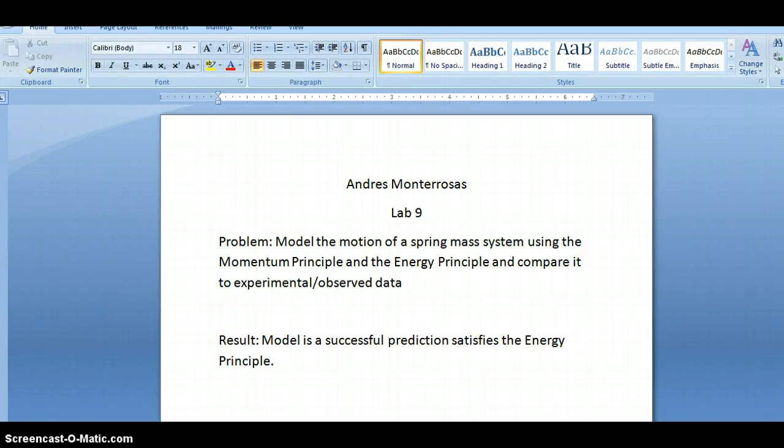The problem of this lab was to model the motion of a spring mass system using the momentum and energy principles and comparing it to observed data. And my result was that the model is a successful prediction and it satisfies the energy principle.